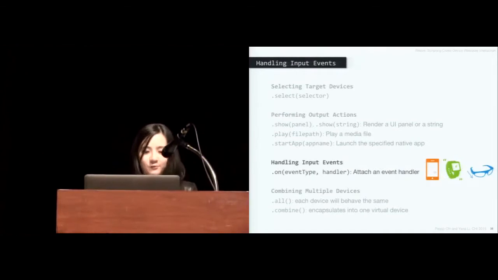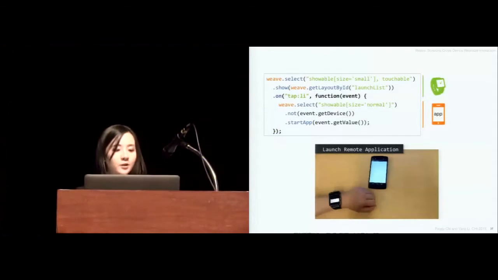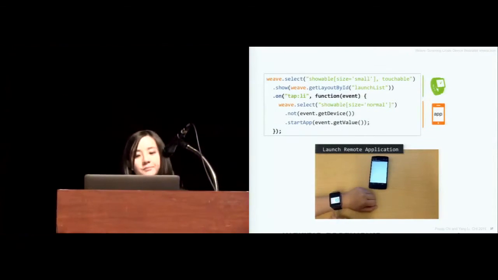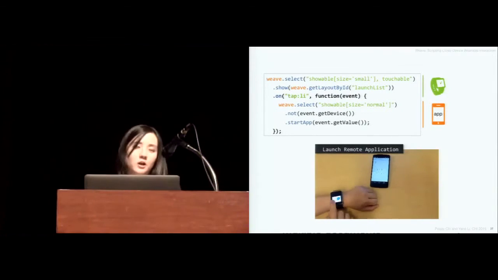Therefore, the Weave framework provides an on method to handle the input events from the devices. Weave provides built-in events, including common touch gestures, such as tap and swipe, and the activities inferred from motion sensors in the device, such as shake, rotate, or listen. So back to our previous remote control example, the code has two parts: to show the list of options on the smartwatch and to trigger an application with the tap event.